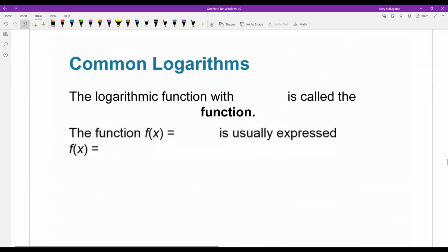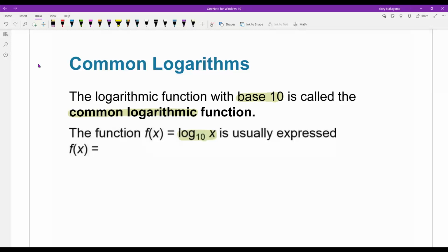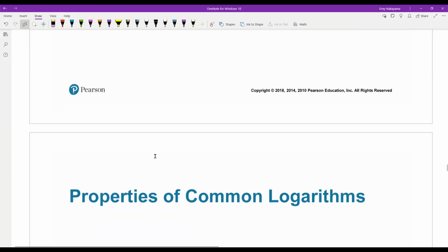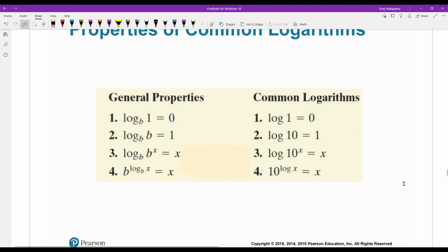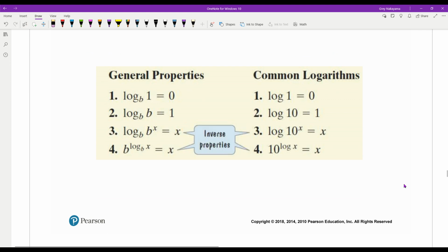So look at something else before we talk about the graphs. You've got to know that if a log has a base of 10, it is called the common log. Normally it would be written like that, but you will not see it like that. Remember, if there is no base down here, it's understood to be 10. It's called the common log. It is a button on your calculator if you want to use it. Okay? Most importantly, look at these inverse properties.